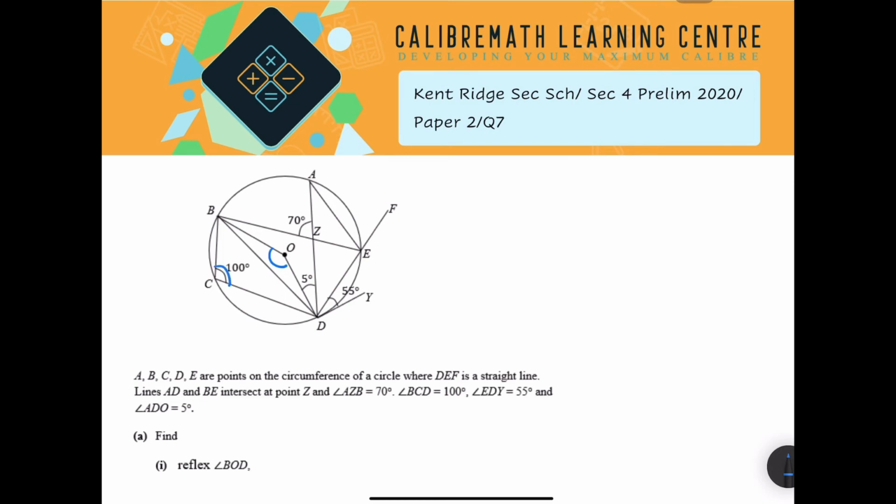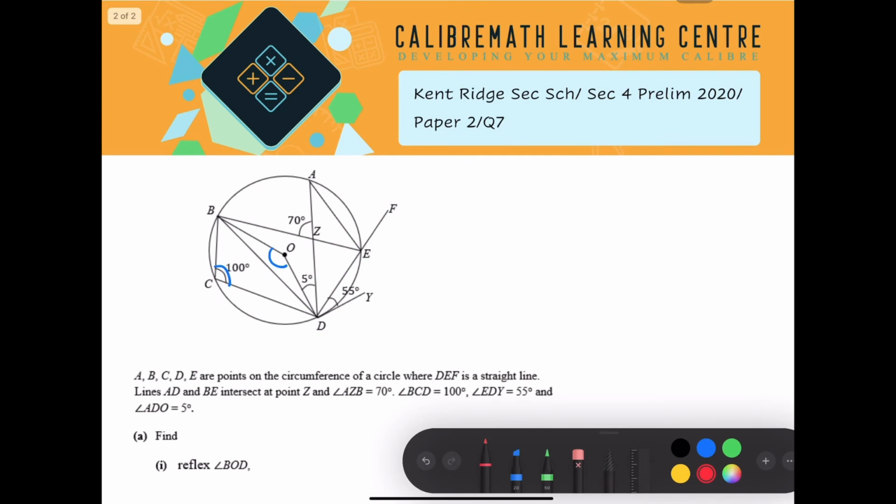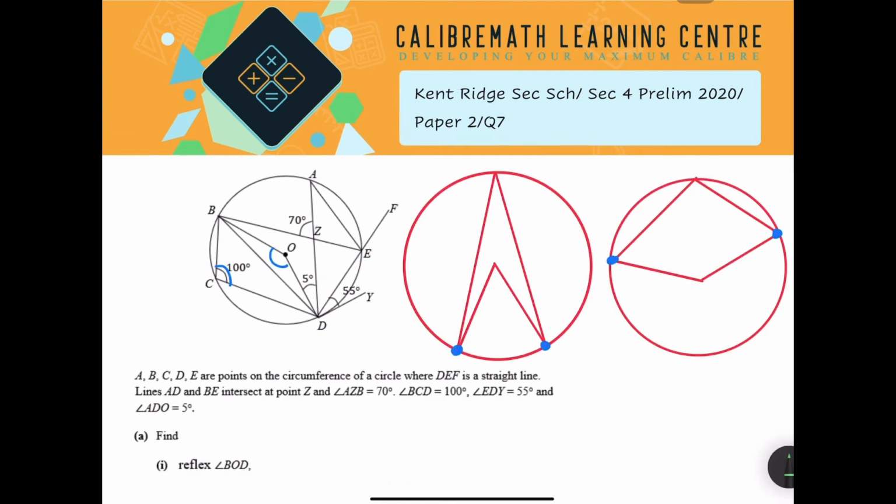Now, how do we make sense of this property? How do we know which are the 2 correct angles to use? We have to refer to the basic diagram. From the basic diagram of angle at center is 2 times the angle at circumference, we can see how the angle at center is twice of the angle at circumference.